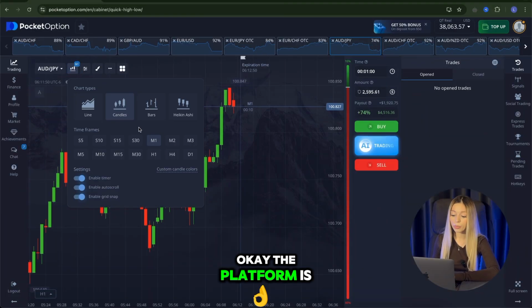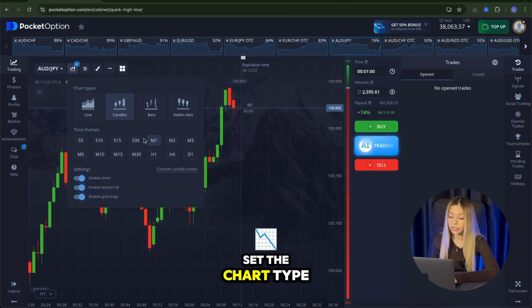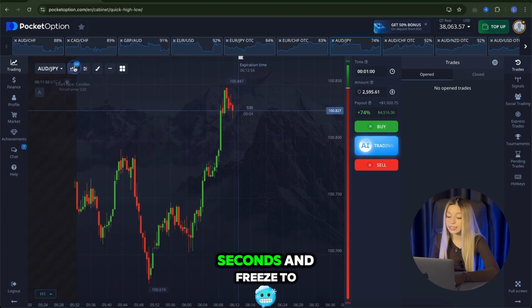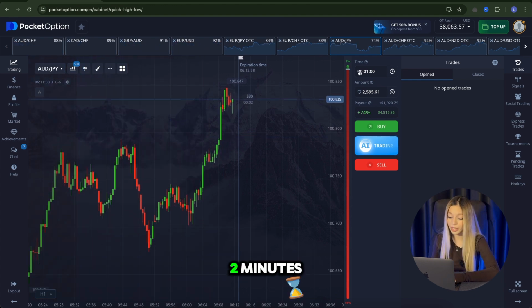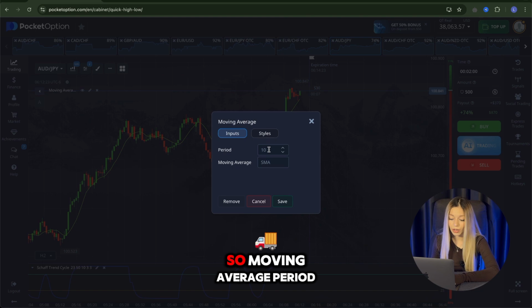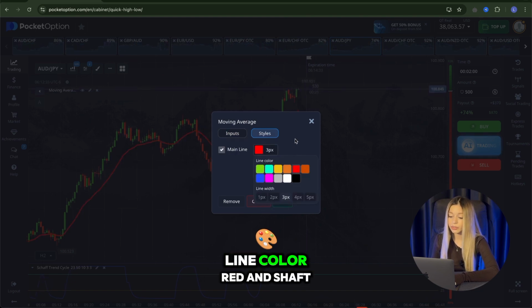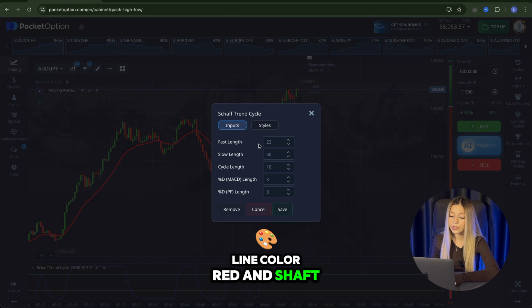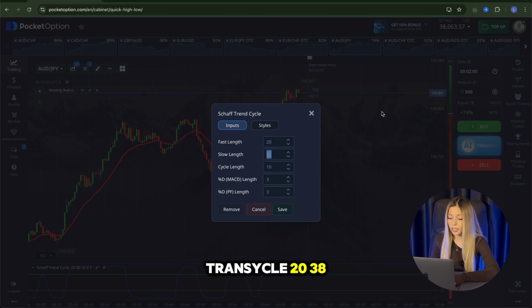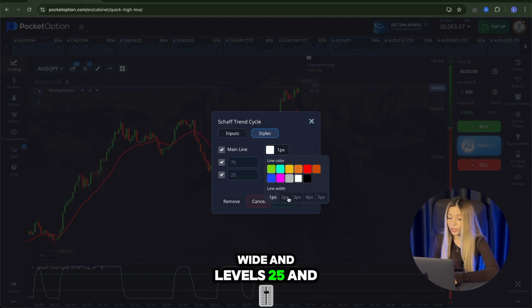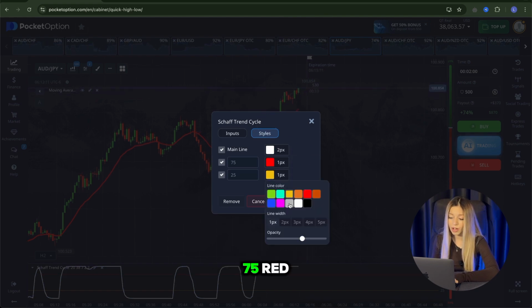Okay, the platform is Pocket Option. Set the chart type to candles, time frame to 30 seconds, and trace to 2 minutes. So moving average, period 20, AMA, line color red, and Schaff Trend Cycle 20, 38, 7, 2, 2, main line white, and levels 25 and 75 red.